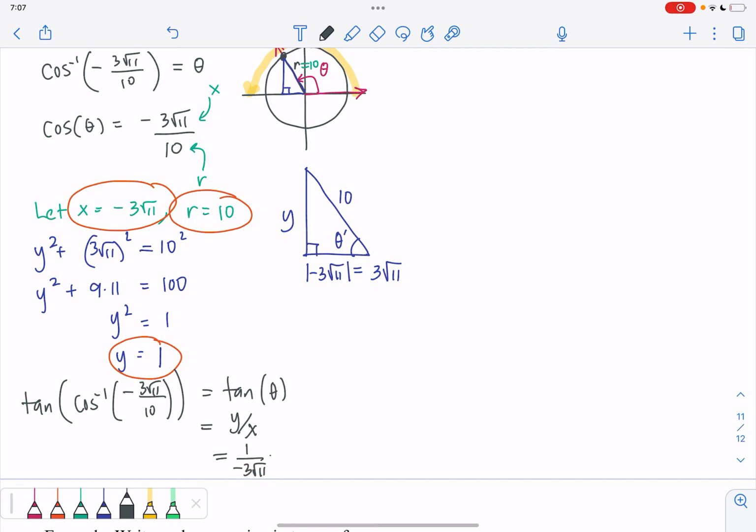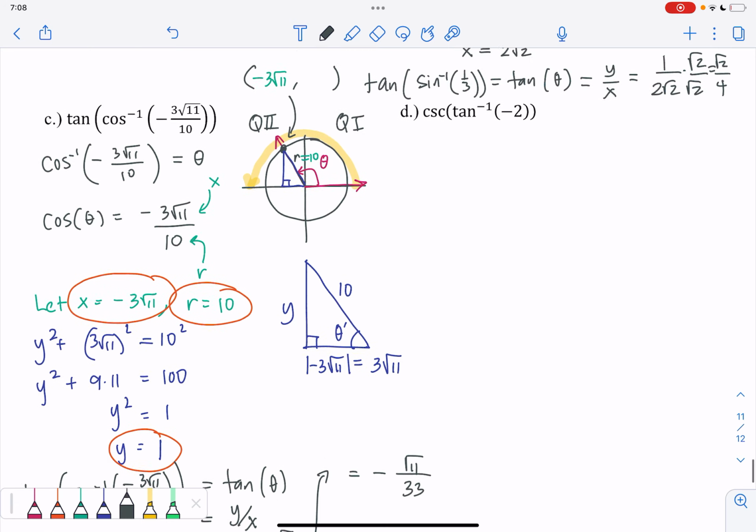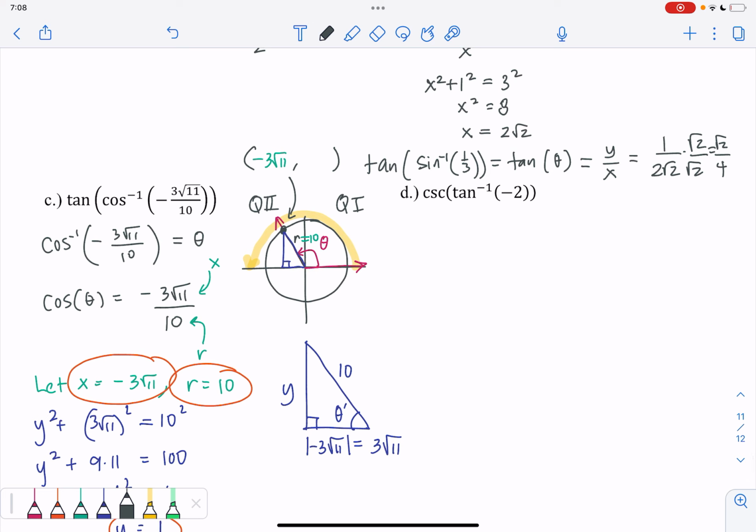Now, that's a little bit gross, but I can clean it up by multiplying by root 11 to rationalize the denominator. I get negative root 11 over 33. All right, last one: cosecant of tan inverse of negative 2.